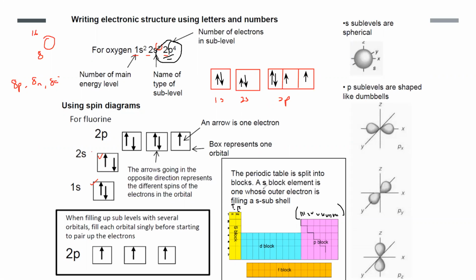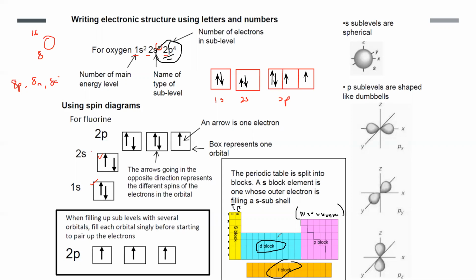Then the d block elements, the transition elements: if the last electron, when you write the electronic configuration, is coming in a d shell, it means it is a d block element. And if it's coming in an f shell, it means it is an f block element. So the whole periodic table is actually distributed as s block, p block, d block, and f block elements.